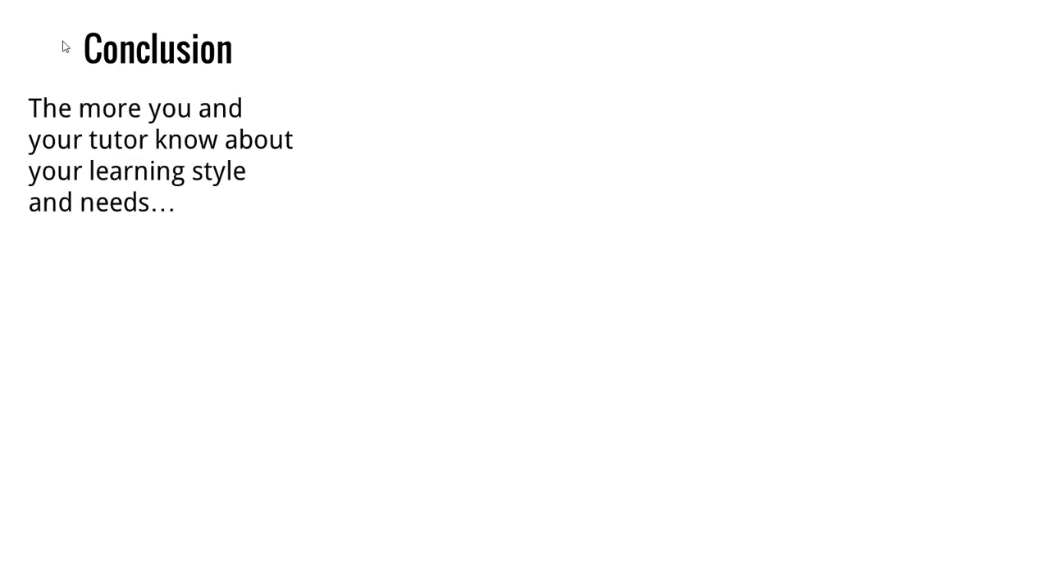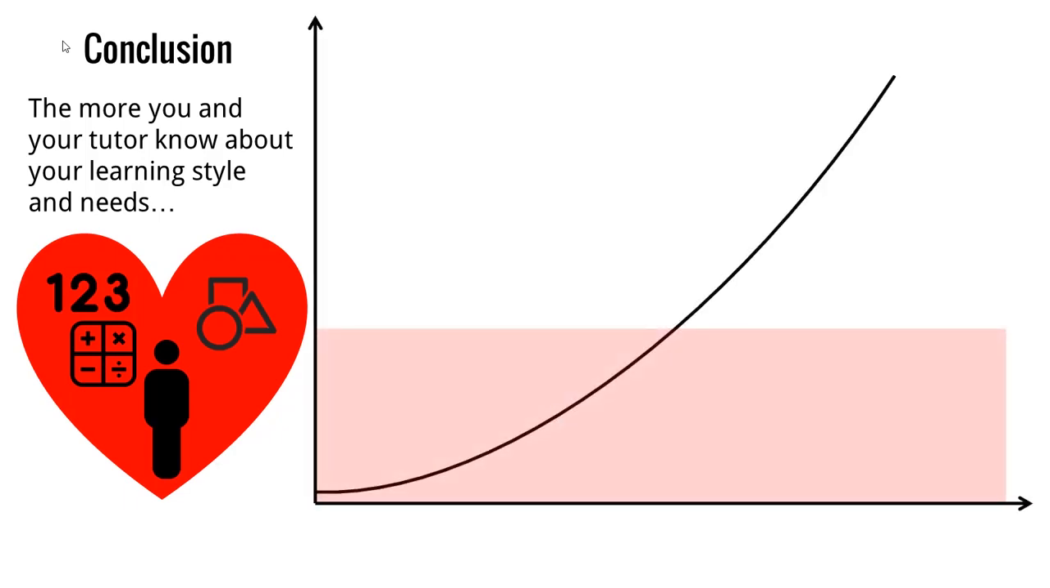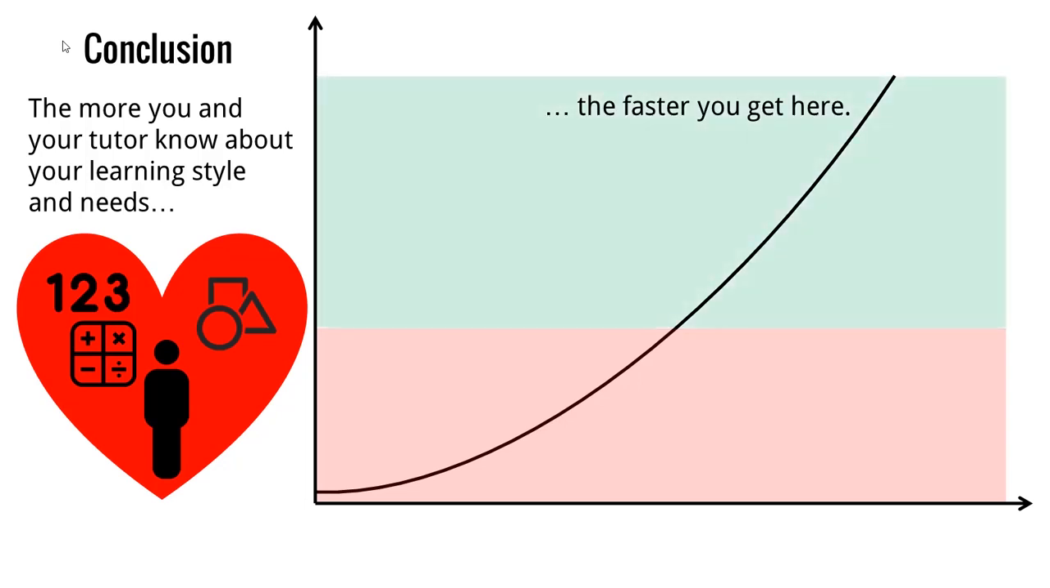So why does all of this matter? The conclusion that I'm trying to make here is that the more you and your tutor know about your learning style and your needs, the way that your brain loves to learn information and does that the easiest, well, if we think again about the improvement of those intellectual abilities and getting yourself out of that challenging place, the faster you get up here to the green zone. This is the reason why I highly suggest the Structure of Intellect test. It's a really concrete way of understanding what you need and how to get you there quickly.